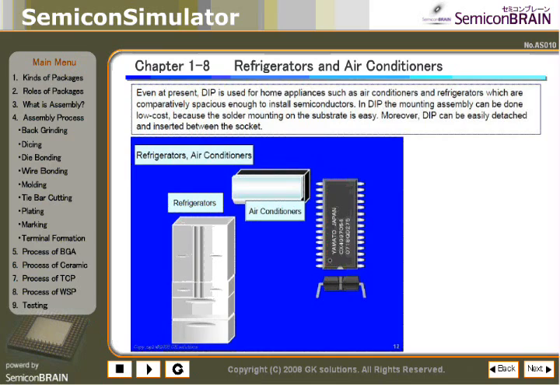Chapter 1-8 Refrigerators and Air Conditioners. Even at present, DIP is used for home appliances such as air conditioners and refrigerators, which are comparatively spacious enough to install semiconductors. In DIP the mounting assembly can be done at low cost, because the solder mounting on the substrate is easy. Moreover, DIP can be easily detached and inserted between the socket.